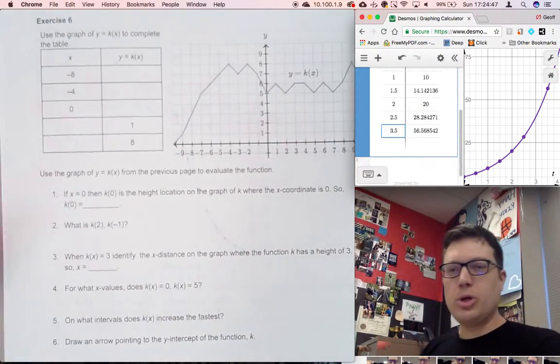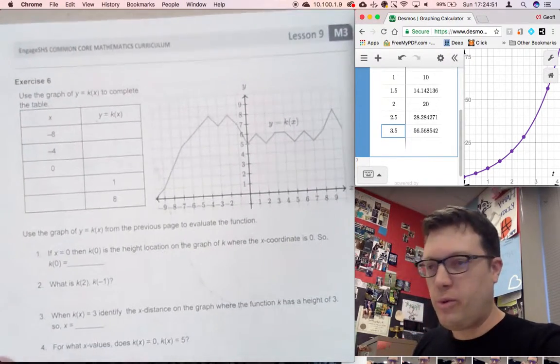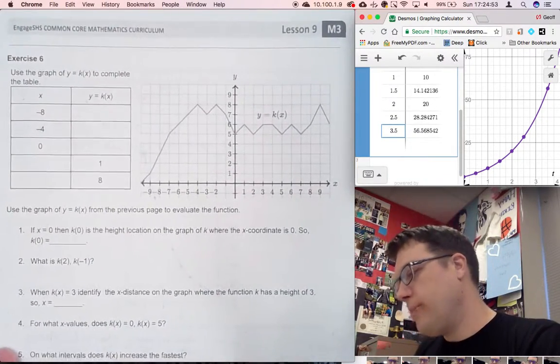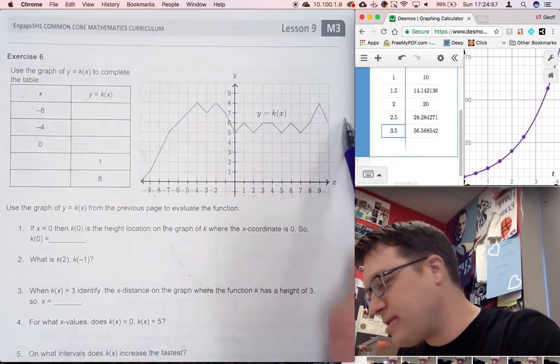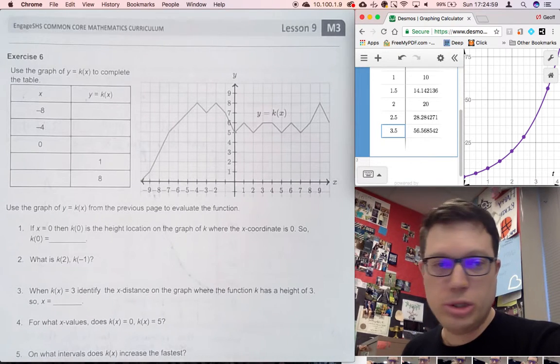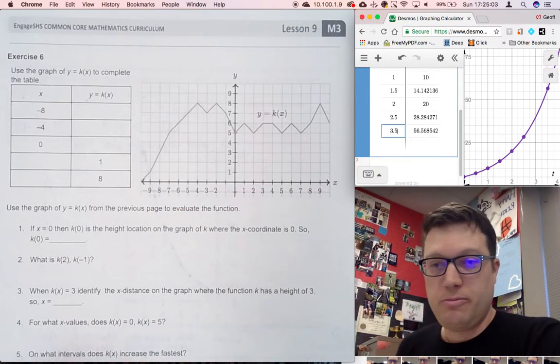Okay. So let's go ahead and take a look at exercise 6. And exercise 5, you need to do that one. You should be able to do that one. All right. Use the table or use the graph of k of x to complete the table. So literally just marching along the space trying to find values.